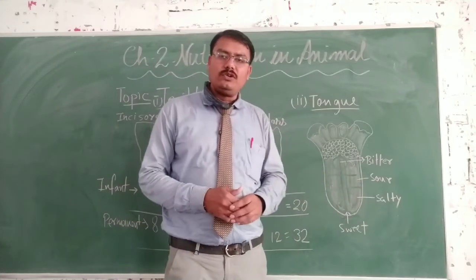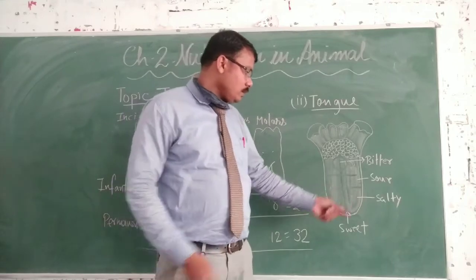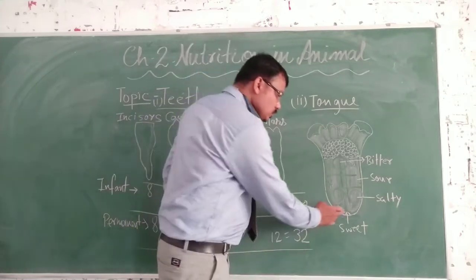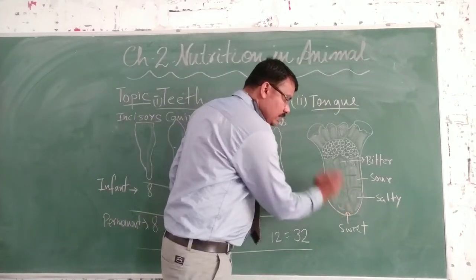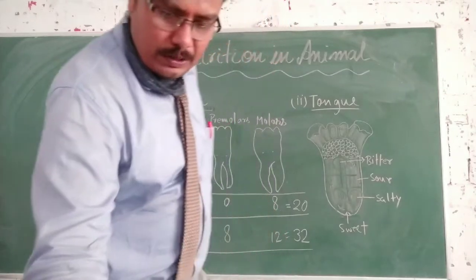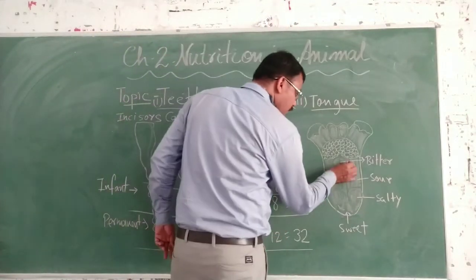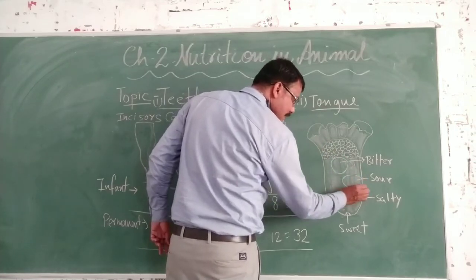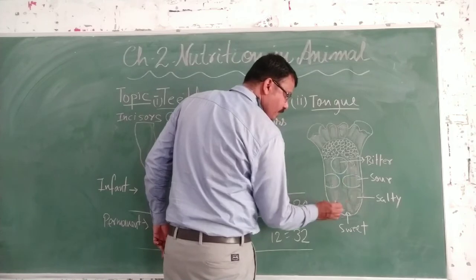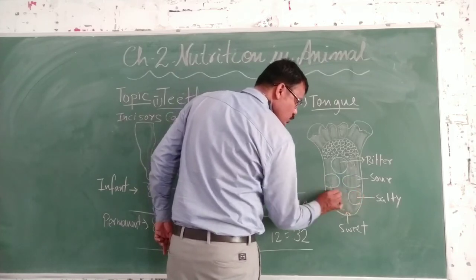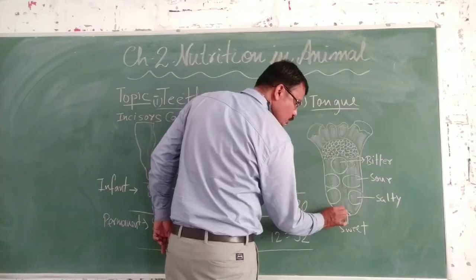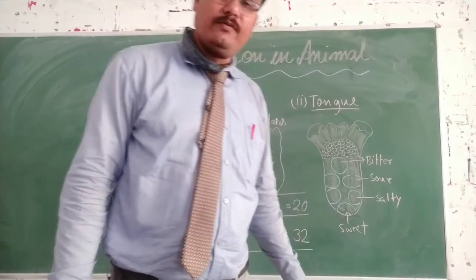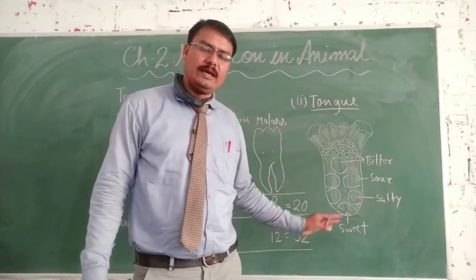And if you are eating something salty, you will get that salty taste from this portion of the tongue. And the sweetness you will get at the lower tip of the tongue. So bitter taste at this portion, sour taste in these two portions, salty taste in these two portions, and sweet taste in this portion. These are the different portions where we get the different tastes with the help of these taste buds.